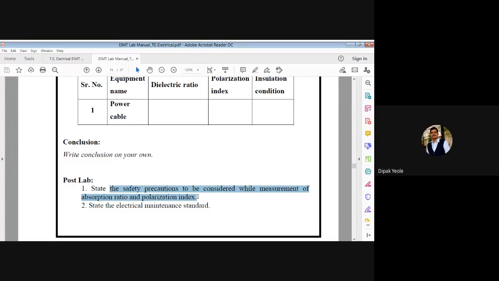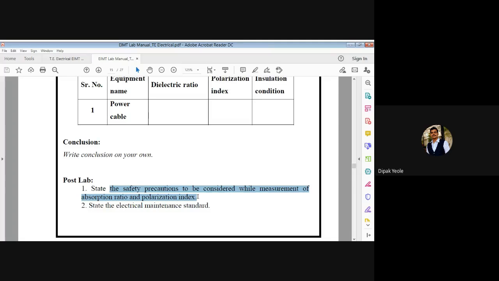Now think, you have to sit at one place for 10 minutes and run the hand-driven hand generator. Then and then only after 10 minutes you will get the value of insulation resistance at 10 minutes, and then you have to take the ratio.